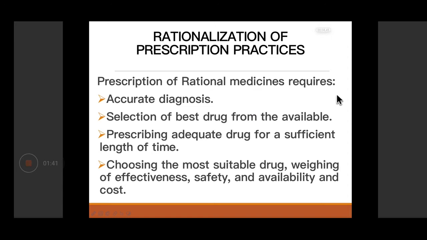So, rationalization of prescription practices. You have to select the best drug from the available list, prescribing an adequate drug for a sufficient length of time, choosing the most suitable drug, weighing the effectiveness, safety, suitability, availability, and the cost. So, what are the factors on which the choice of drug depends?